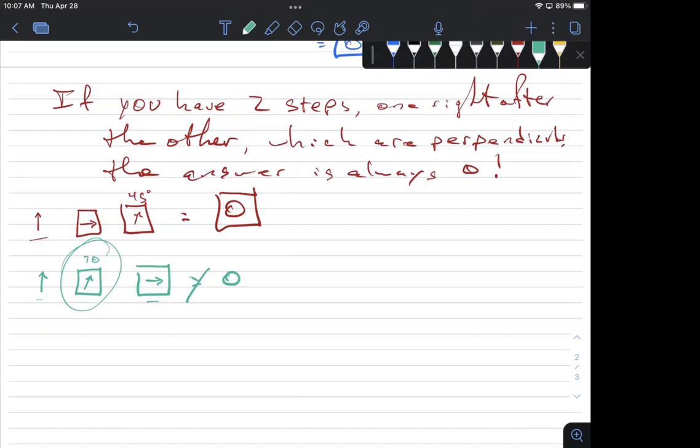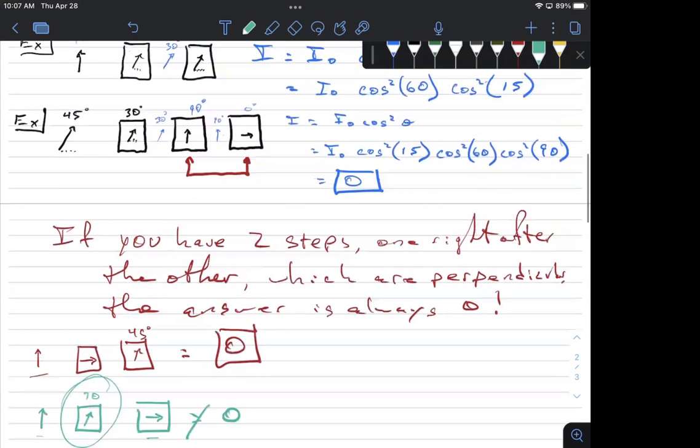You can't just say, oh, there's two steps in this problem that are perpendicular, I know the answer is 0. No, it's only 0 if the perpendicular steps are one right after the other. Like this, one right after the other with nothing in between. Or here, one right after the other with nothing in between. For those cases, yes, it's 0. You don't have to do the calculation. You can just look at it and see.